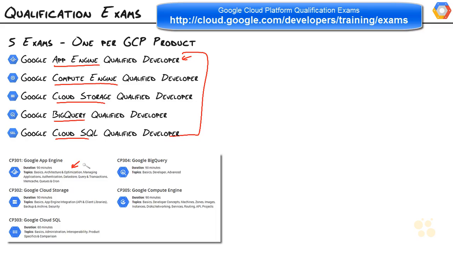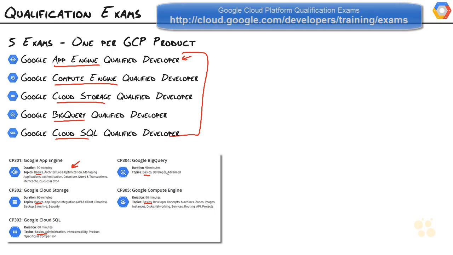But what it boils down to is you'll need to understand the basics for each one of these products. And then, of course, product-specific things as well. Like for App Engine, you'll need to know how to architect and optimize your App Engine app, how to configure and manage them, OAuth 2, everything that's associated with the data store, Memcache, task queues, and cron jobs. For Cloud Storage, you'll need to know how to integrate it with App Engine, how to do backup and archive and security. For Cloud SQL, you'll need to understand how to administer your Cloud SQL instances, interoperate externally and internally in the Google Cloud Platform, and then some product specs.